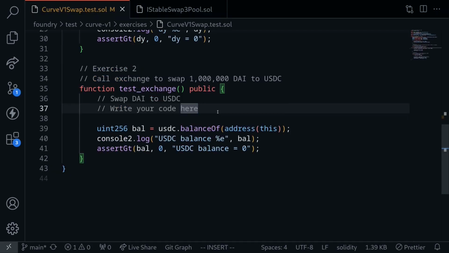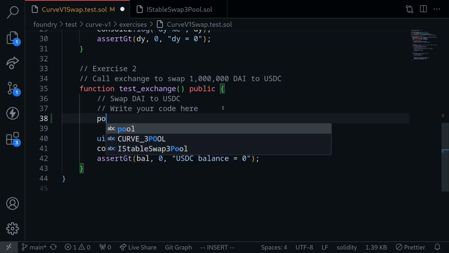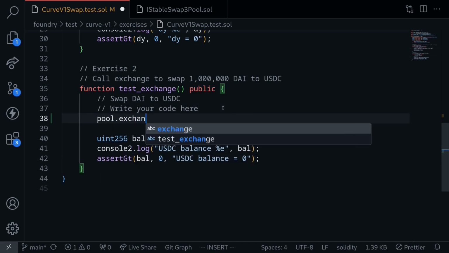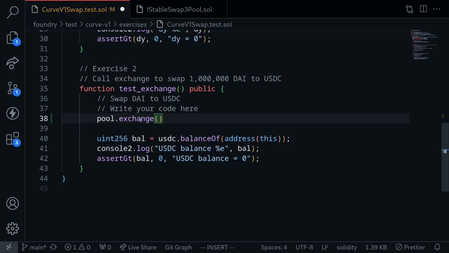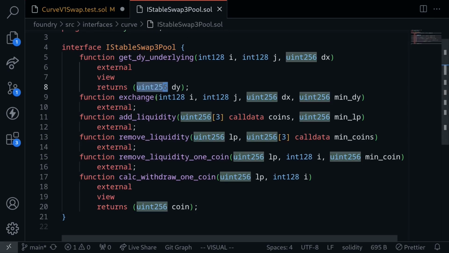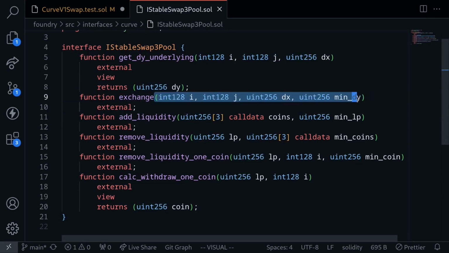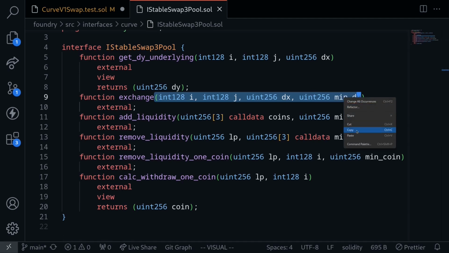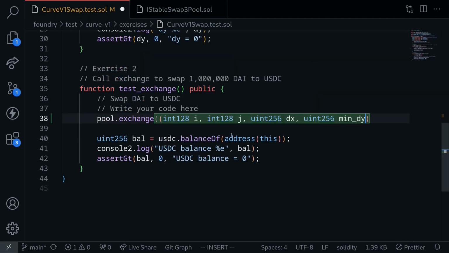Let's go over the solution for exercise 2. Exercise 2 is to swap 1 million DAI for USDC on Curve V1. So the function that we'll need to call is pool.exchange. And what are the inputs that we need to pass into this function? Let's check the interface. And inside the interface, it's going to take in these inputs. I'll copy these inputs, and then we'll paste it here. And before I forget, I'll put a semicolon as well.